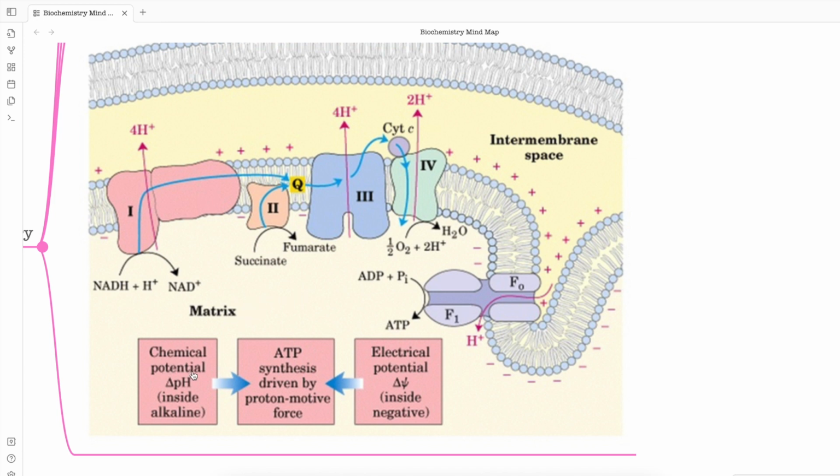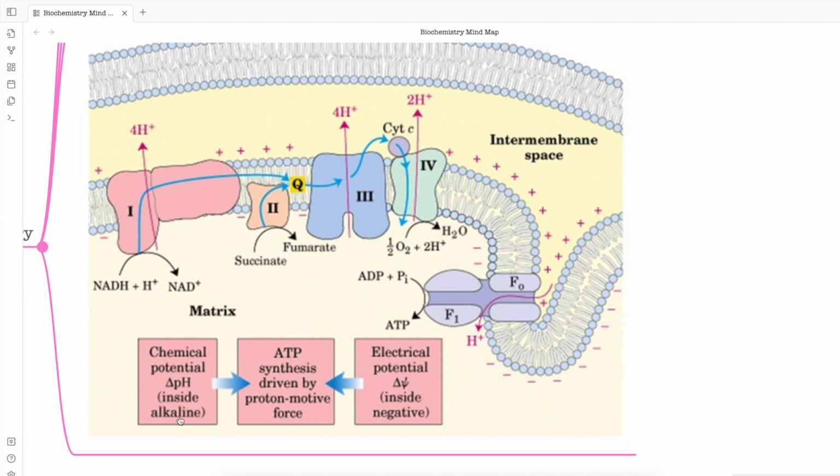This is associated with the chemical potential, that is delta pH. The pH gradient means the inside is alkaline; obviously the outside is acidic and the inside is alkaline or basic. Another thing is the electrical potential. Since H+ ions accumulate in the intermembrane space, this part will be positive and the matrix will be relatively negative. So it is positive in the intermembrane space and negative in the mitochondrial matrix. This is the electrical potential: inside is negative and outside is positive.